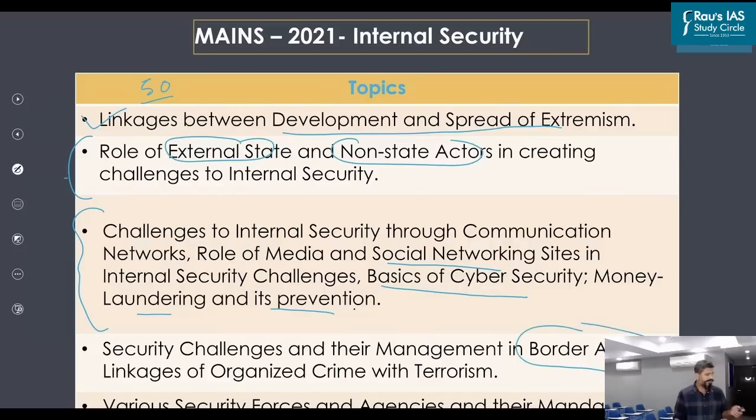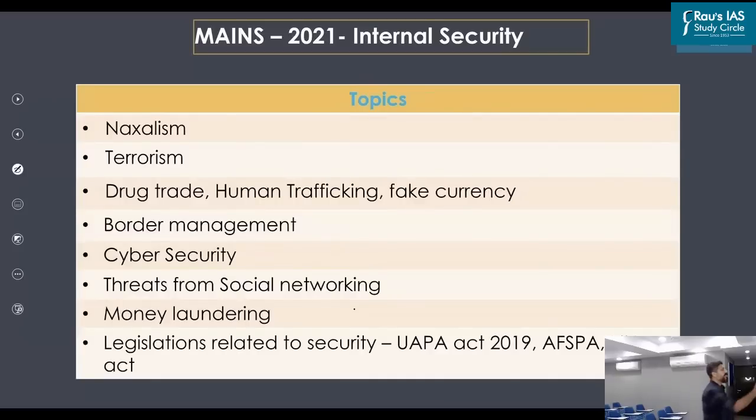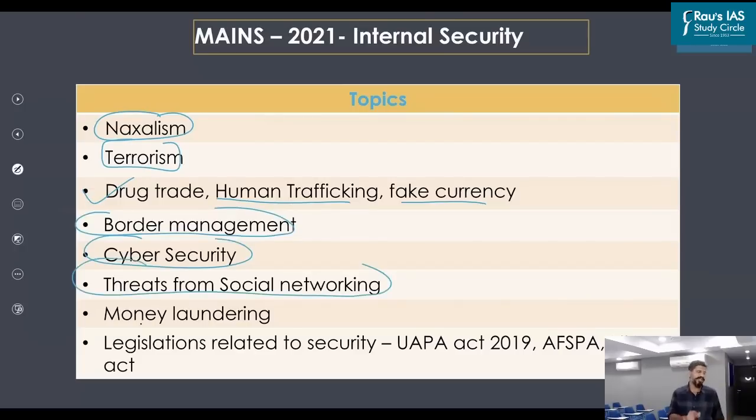Now, if you divide this syllabus into key themes on which the questions are asked, this will come out to be something like this. First is of course Naxalism. Second is terrorism. Third is drug trade, human trafficking, fake currency, or you can say organized crime and the challenges it poses to internal security. Then border management, cyber security, threats from social networking, money laundering, and any legislation that is related to security.